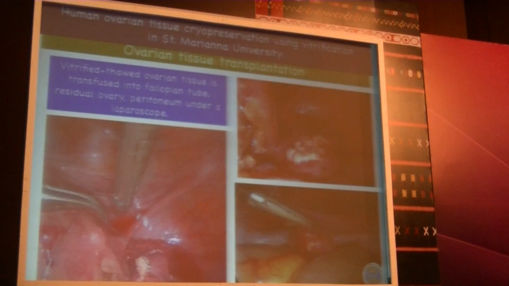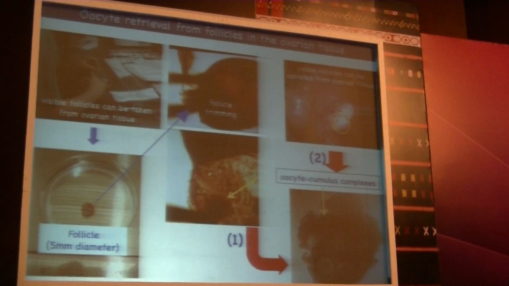The vitrified ovarian tissue is transplanted in the fallopian tube, sometimes the residual ovary and peritoneum, by laparoscope. At the time of ovarian sampling, visible follicles can be taken from the ovarian tissue, and then oocyte retrieval is done by follicle trimming. Thereafter, oocytes are grown in culture until the oocytes are mature. For a married patient, oocytes are then fertilized by ICSI and frozen, whereas mature oocytes are frozen for an unmarried patient. We can aspirate follicles from the remaining ovary during operation whenever possible.